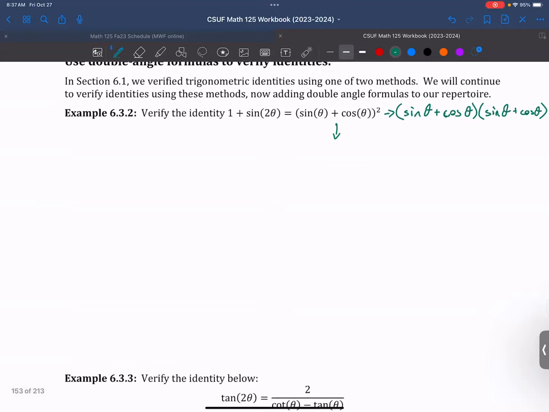So we'll multiply that out, we'll FOIL that out and get sine squared theta plus, we're going to get one sine times cosine and then another cosine times sine. Those are the same thing, so I'm going to combine them into a 2 sine theta cosine theta. And then finally a cosine squared theta. So this is just multiplying to get from that first step to the second step.